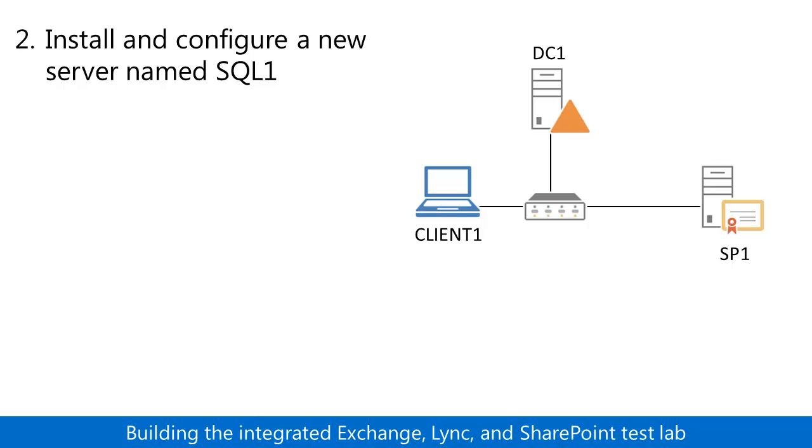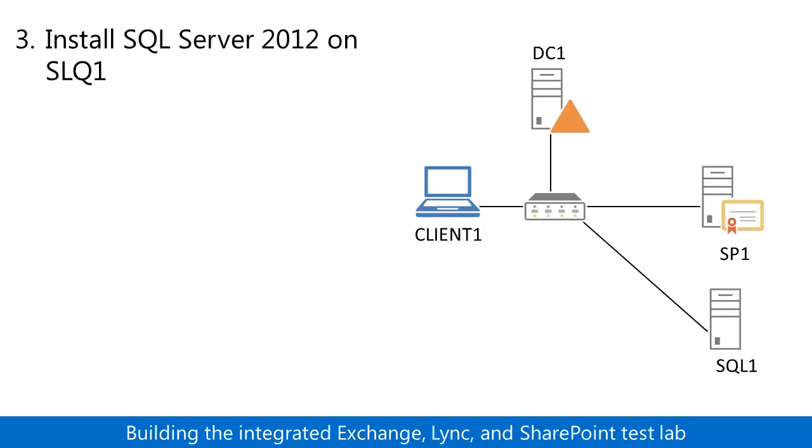In step 2, you add another server named SQL1 and join it to the corp.contoso.com domain. In step 3, you install SQL Server 2012 on SQL1. Note that this is different than the default instructions of the SQL Server 2012 TLG, which installs SQL Server on App1, which is now SP1.